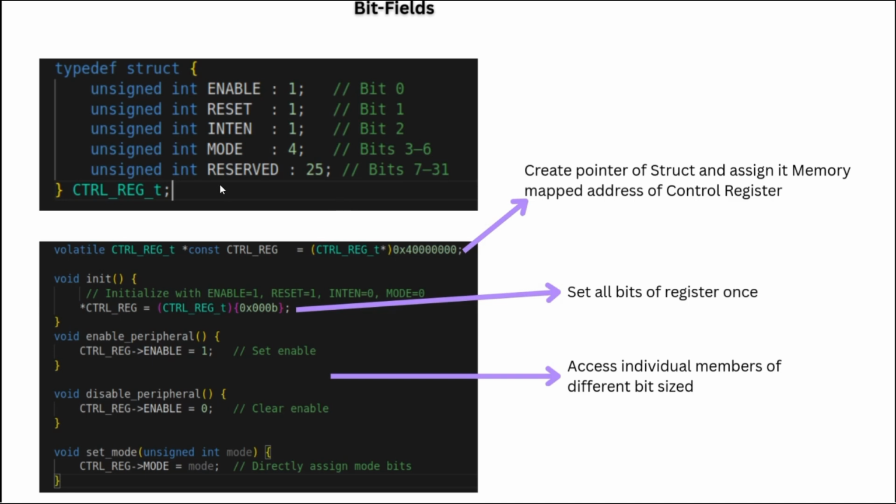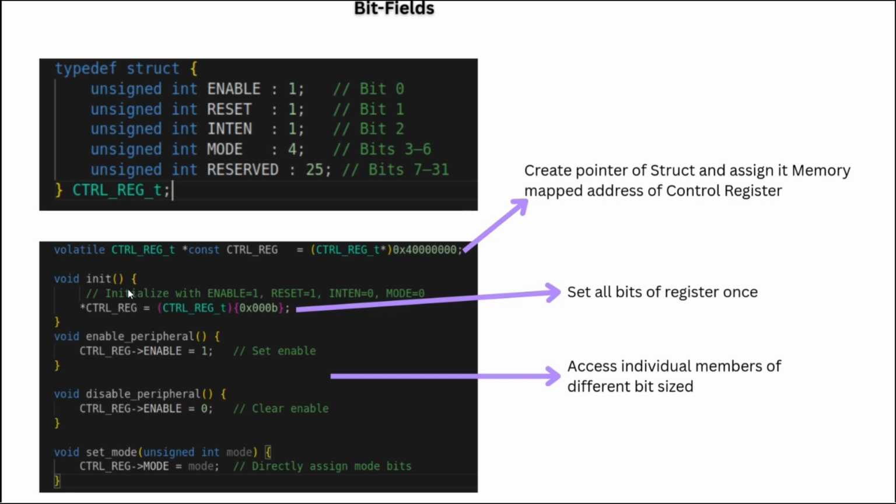So for example, for the control register, I defined a structure with bit fields. Here, a bit field means you will have a member like a regular structure member, but with a colon and you tell how many bits it needs. So enable will use only 1 bit, reset will use 1 bit, interrupt enable is 1 bit, mode is 4 bits, and 25 bits are unused. Like this, using this syntax, you can specify how many bits.